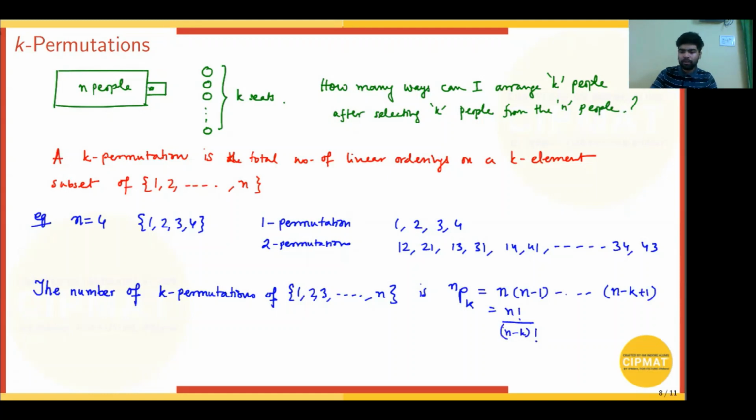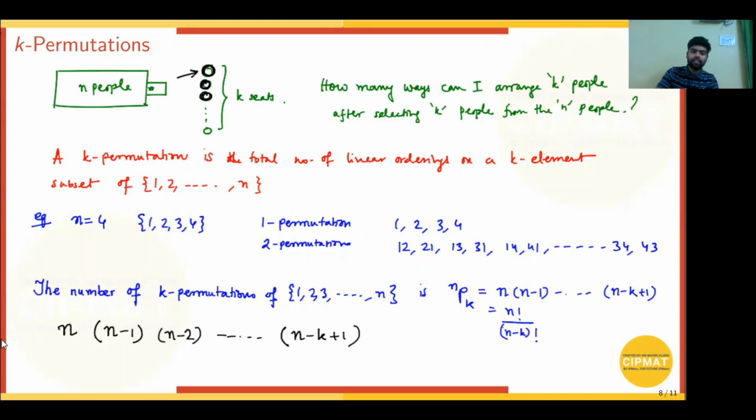What is the proof for this? The proof goes on something like this. For the first entry, how many possibilities are there? That is, this particular seat can be occupied by how many people? The number of possibilities is n. This particular seat can be occupied by how many people? It is n minus 1, because already the first seat is taken by one person. How many ways can this particular seat be taken? It is n minus 2. In this way, how many ways can the kth seat be taken? It should be n minus k plus 1.